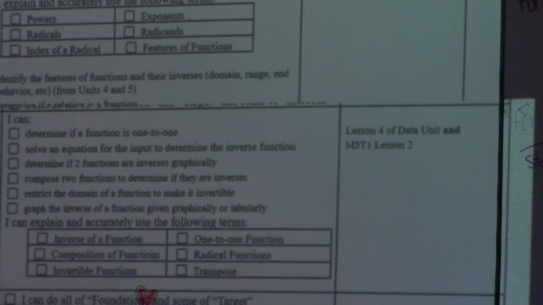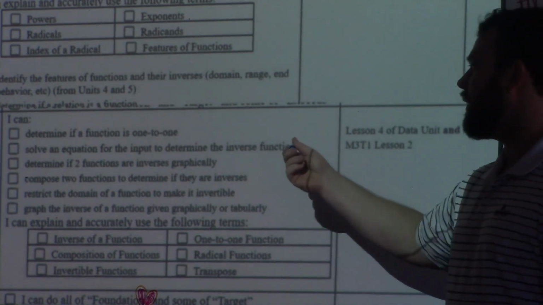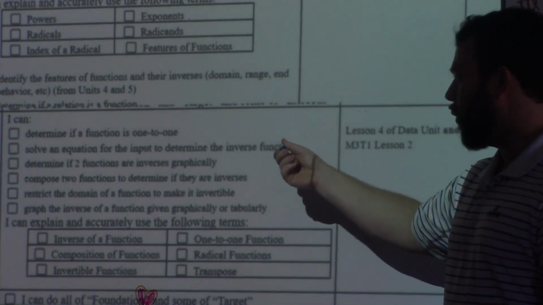We are finally, so we've already done determining if a function is one-to-one. We are now getting into this specific target of solving an equation for the input to determine the inverse function. And so when we talk about that, in general, how do we solve equations? What are we going to have to use?